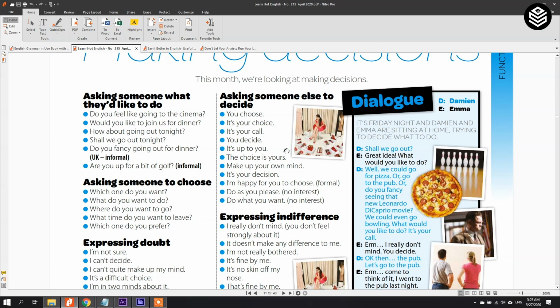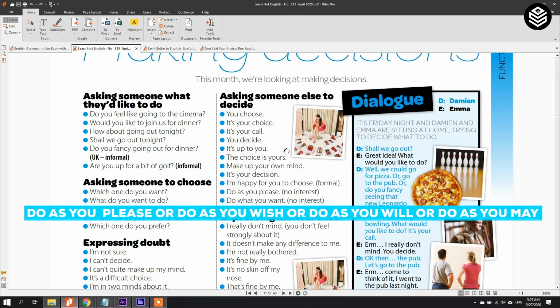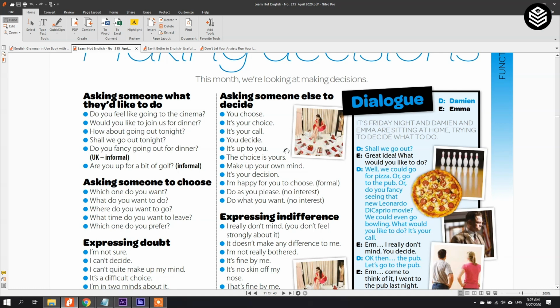And do as you please. For example, your friend is asking you to decide something, but you don't have any interest in that, and you show no interest. You can tell easily, do as you please, whatever, because you don't have any concern or interest. As you please means do as you like. The last one, do what you want.